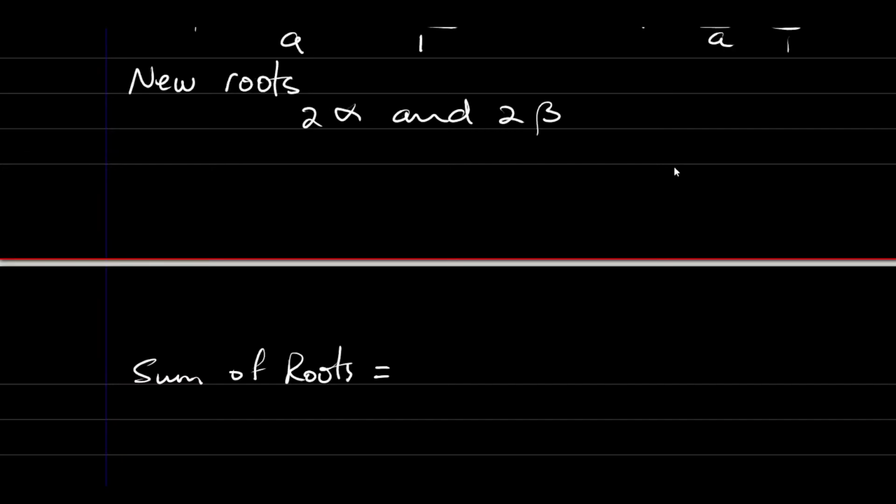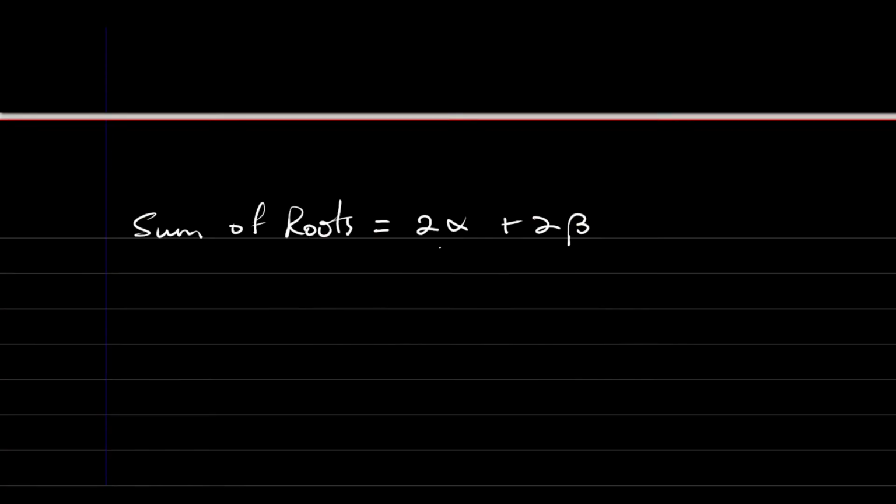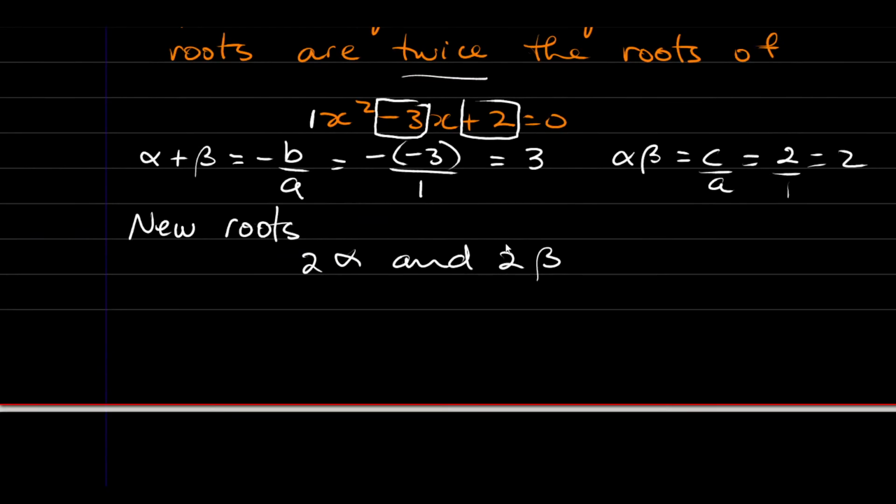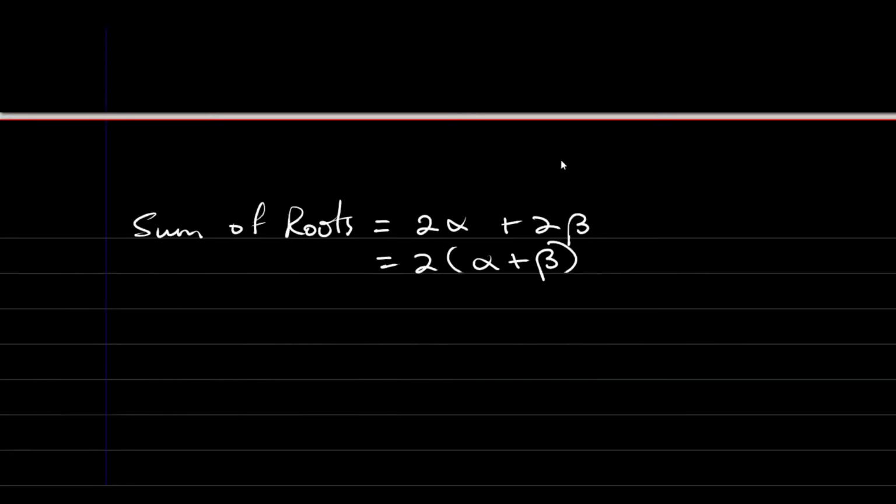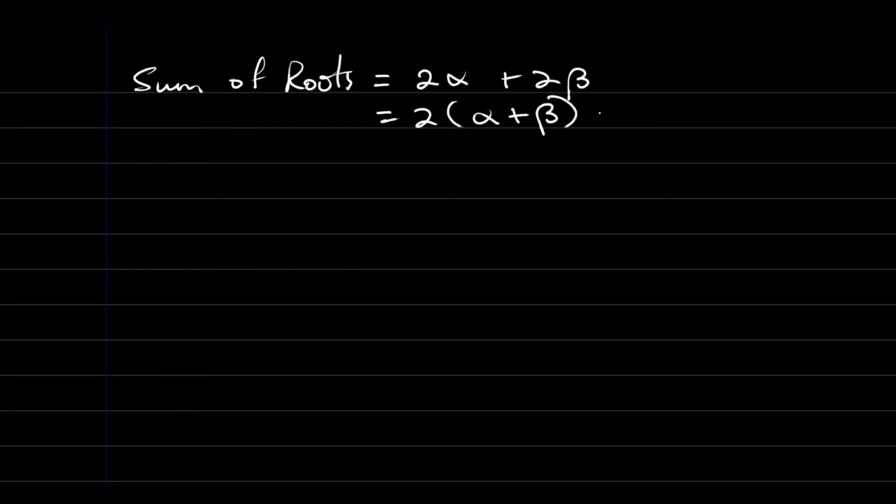is going to be equal to 2 alpha plus 2 beta, and that will be equal to 2 into alpha plus beta, which is very simple for me to do because alpha plus beta that we had before is equal to 3. So I'm going to say 2 times 3. So this is 6.